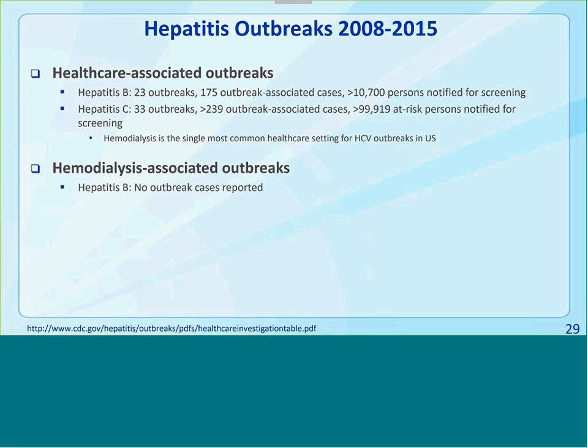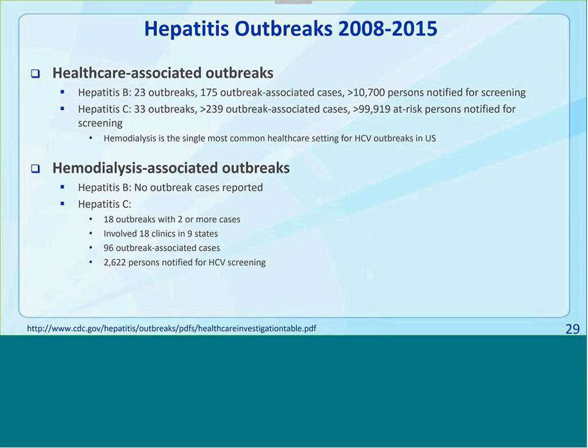Regarding hemodialysis-associated outbreaks during this period of time, there were no outbreak cases reported for Hep B, but for Hep C, there were 18 outbreaks with 2 or more cases. These were in 18 different clinics in 9 states, with 96 outbreak-associated cases, and almost 3,000 persons identified. In addition to those 18 outbreaks, there were 7 single cases reported in 7 different clinics in 5 states. So it's widespread. It's not in a particular state.